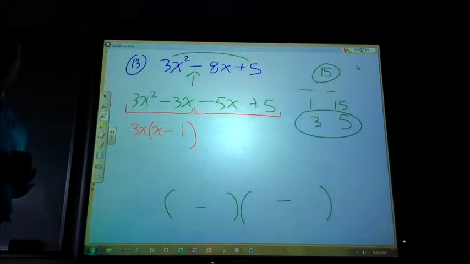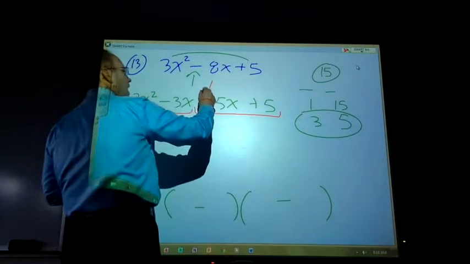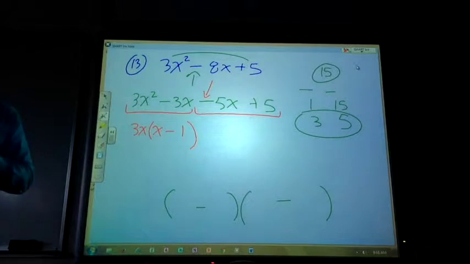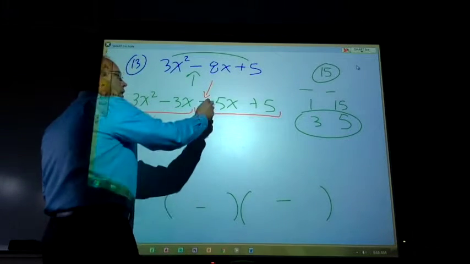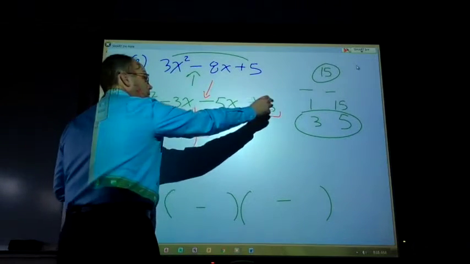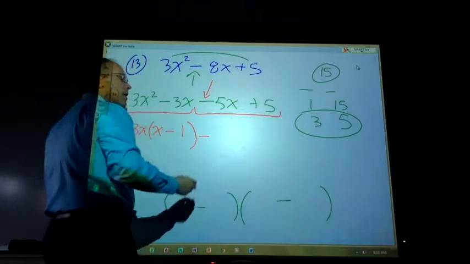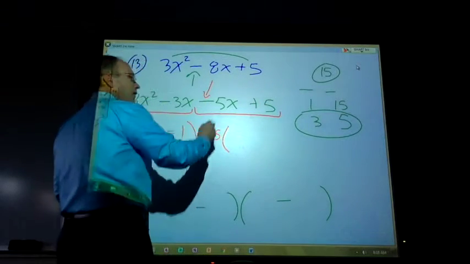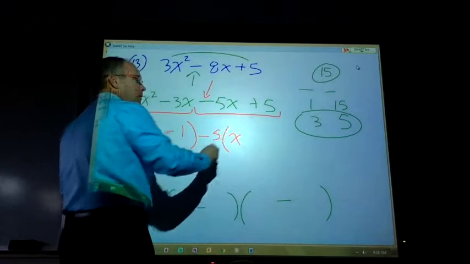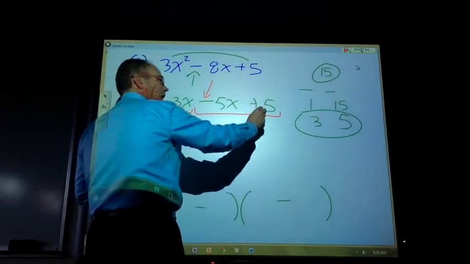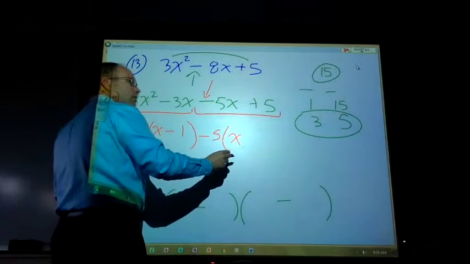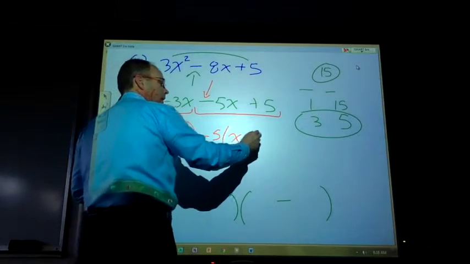Okay? If this sign is negative, that means the majority of the time I'm going to factor a negative out. So if I factor a negative out, what do these two have in common? 5. So if I factor a negative 5 out of negative 5x, that leaves me a positive x. Agree? Yes. If I factor a negative 5 out of a positive 5, what does it leave me? Minus 1.